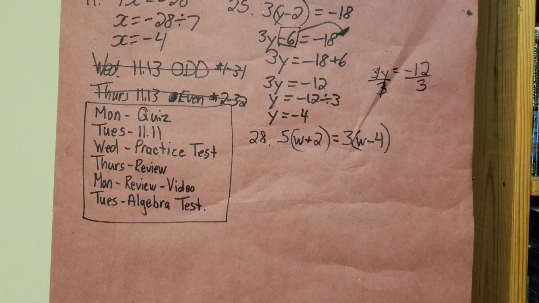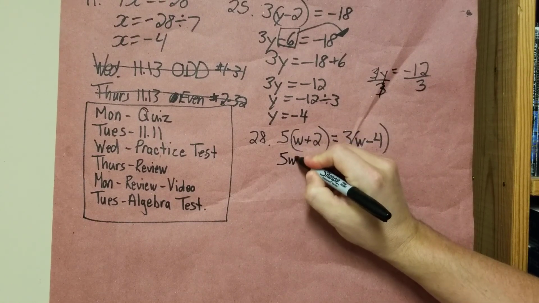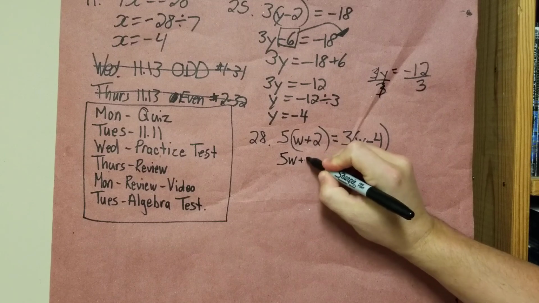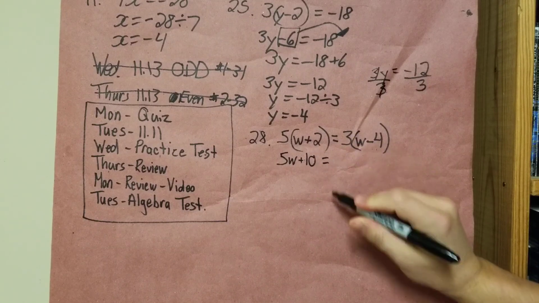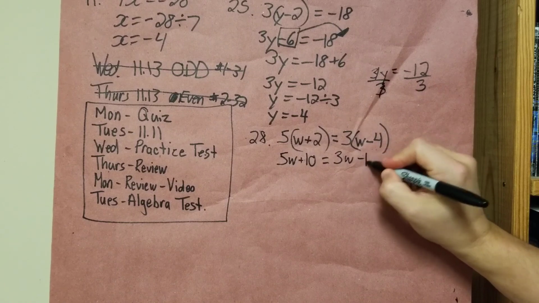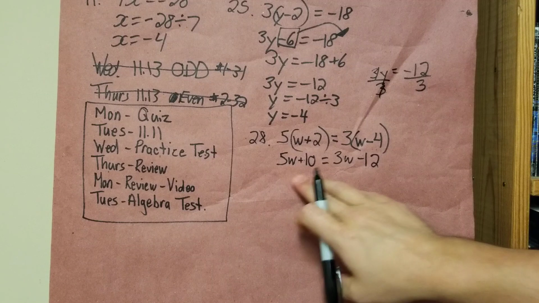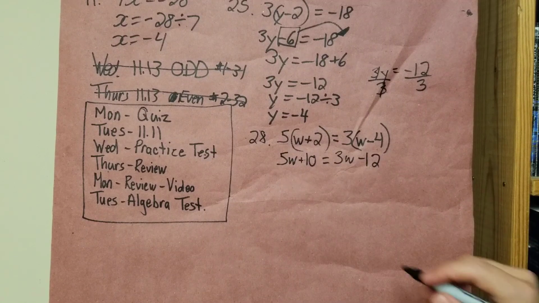So I just want to do number 28 with you, because it's a little bit longer question, a little more complicated. So let's just try that. So I'm going to do distributive property. So 5 times w is 5w. 5 times the positive 2 is 10. 3 times w is 3w. 3 times the negative 4 is negative 12.